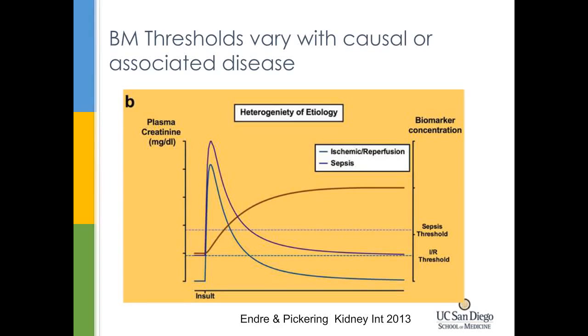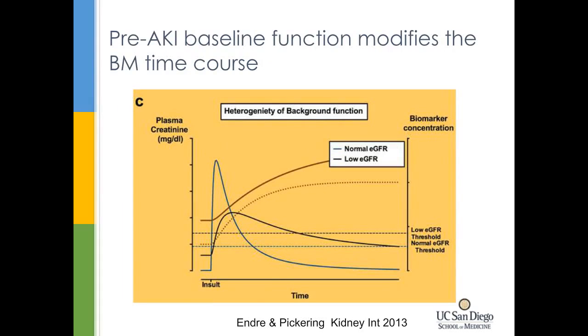The second part is the heterogeneity of etiology. If you look at patients with ischemia reperfusion versus sepsis, sepsis in the purple line and ischemia reperfusion in the blue line, the trajectory and the peaks might be quite different in terms of the thresholds where this may be established. And then when you look at the heterogeneity of background function with normal versus low GFR, as I've shown you earlier, the thresholds may vary in that time frame itself.